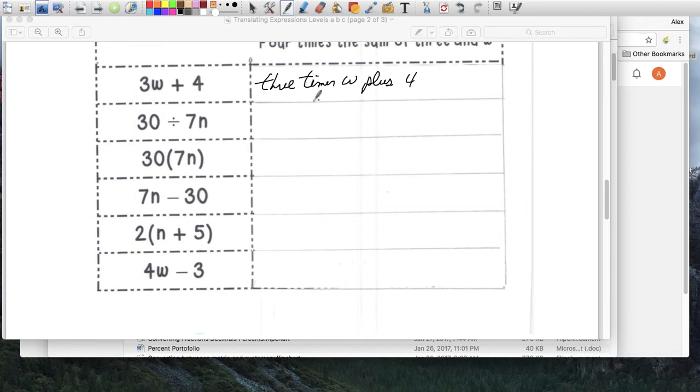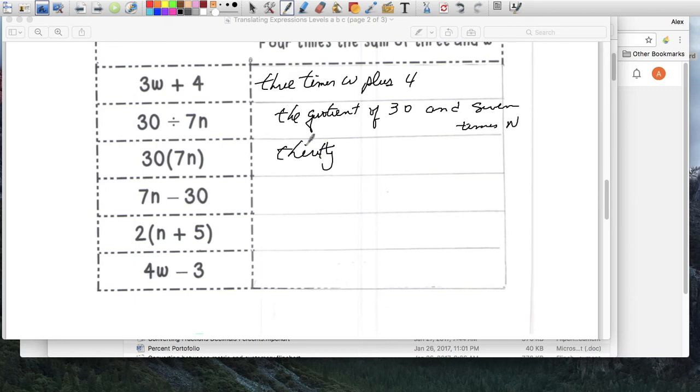Okay, next one, the quotient. You can start the quotient. Okay, the quotient of 30 and 7 times a number, a letter n, sorry. Okay, or 30 divided by 7n. Next one, 30.